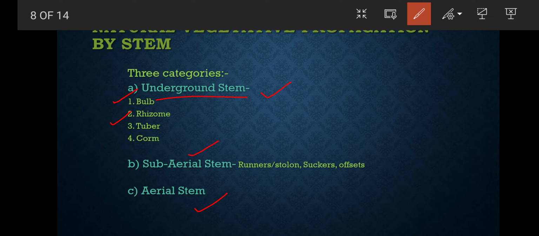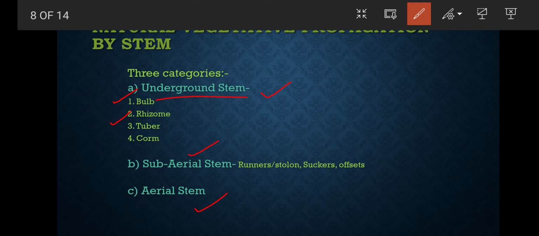Mainly these rhizomes grow horizontally. The examples of rhizomes which grow horizontally are ginger, turmeric, lotus. Some of the rhizomes also grow vertically, and those types of rhizomes which grow vertically are termed as rootstock. The rhizomes which grow vertically are sugarcane and canna, which in Hindi we call keli.